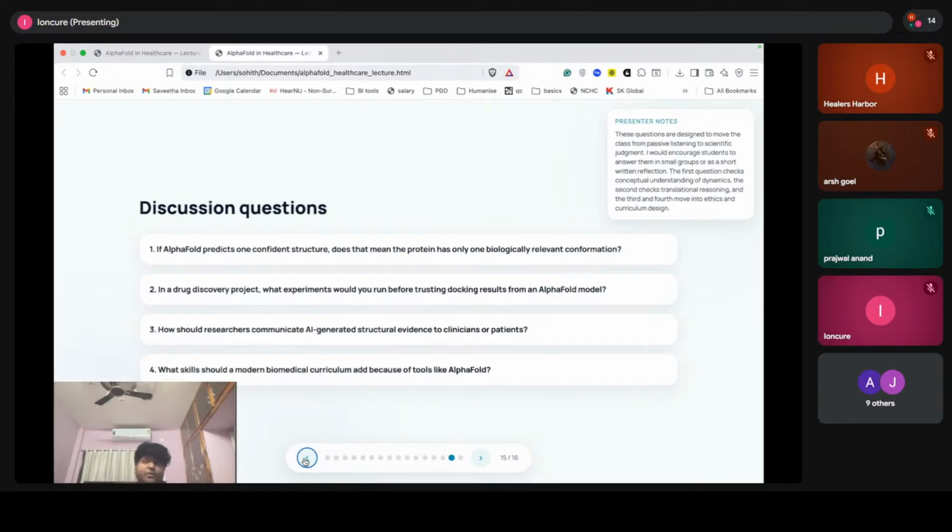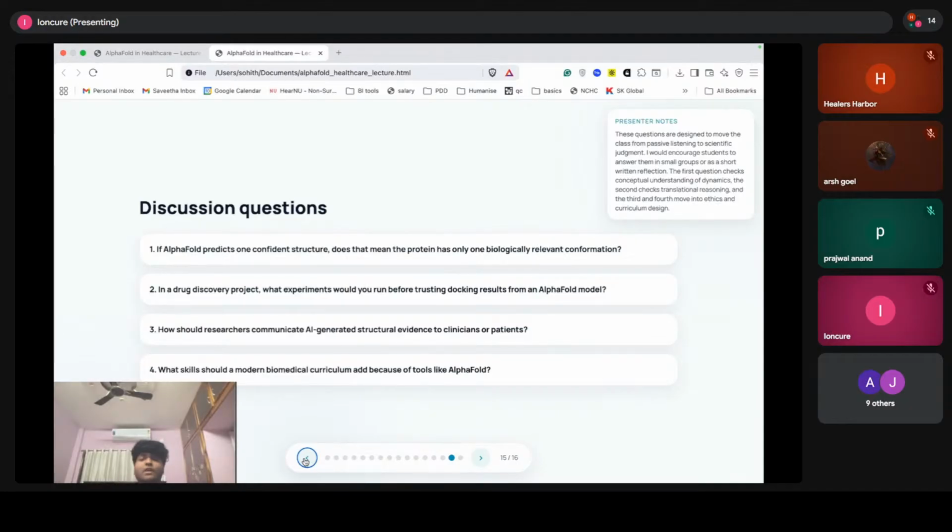For example, you took a model from AlphaFold, you did docking, you did simulation. How do you communicate that evidence to clinicians? How do you explain that to wet lab scientists? What skills should a modern biomedical curriculum add because of tools like AlphaFold? All right, so these are some things which could be discussed among yourselves or by yourself on your own.